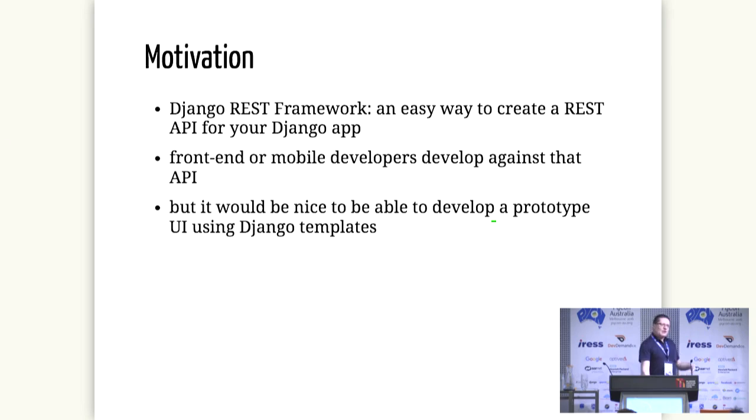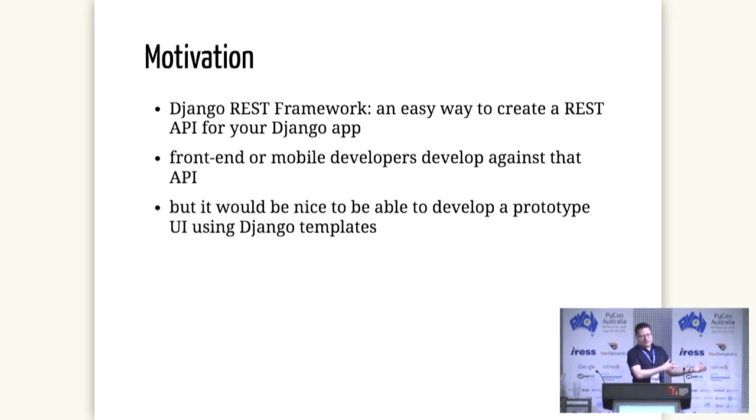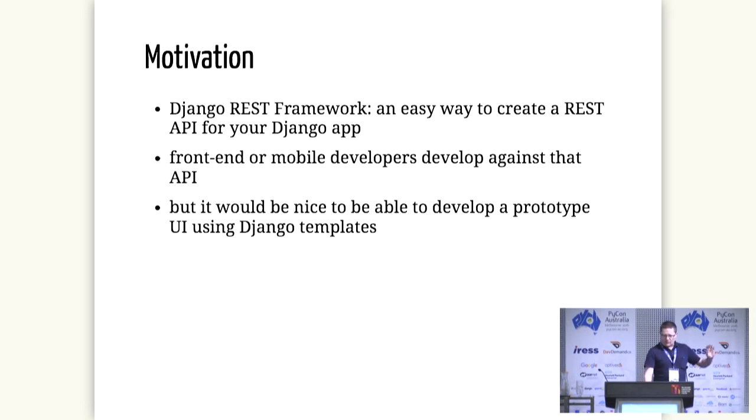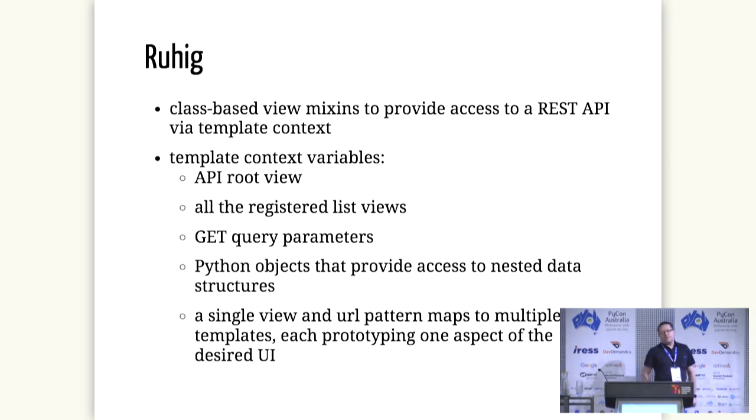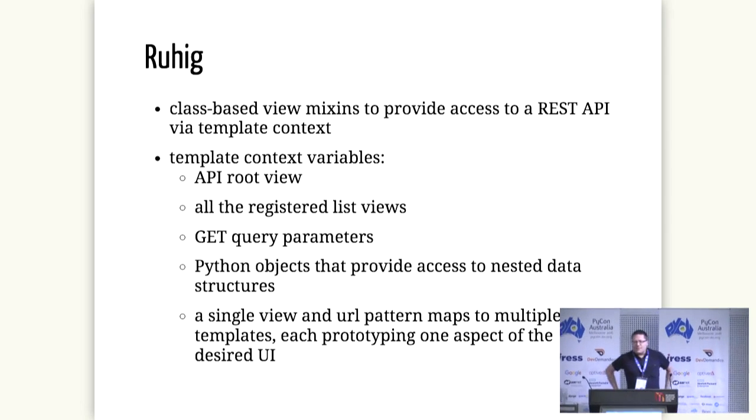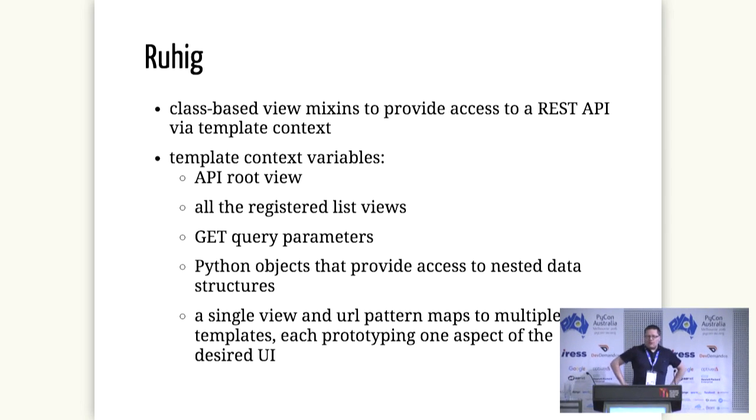You know, everything we're used to in the old version of web apps where you have a template which takes a context and renders, and a view and all the rest of it. So I've come up with this thing called ruhig, which is badly pronounced German for peaceful or restful. It's a class-based view mix-in to provide access to this REST API via your template context. So what it's doing is it's a single view, and it is putting into your context the API root view, and I'll show you what that means later in the context of REST framework.